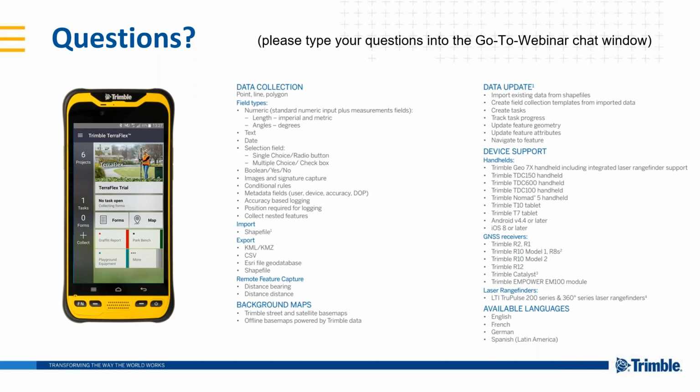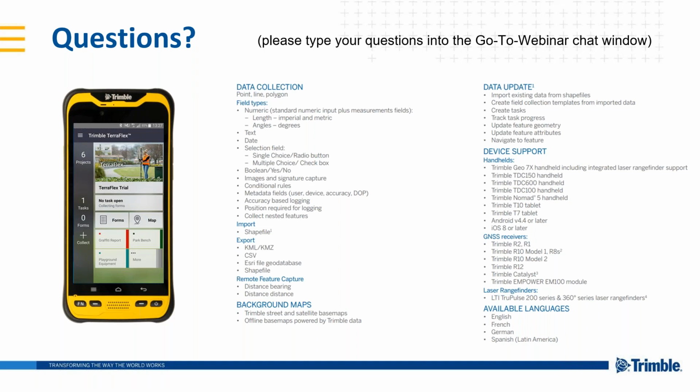There's a couple of other questions. One other question that came through was: does TerraFlex support the use of laser rangefinders to do offsetting? Yes, it does. It was actually a recent feature that we added to TerraFlex. We didn't cover it today in the overview presentation, but we do support the use of laser rangefinders. The 200 series and the 360 series devices are supported on all of our platforms. So you can capture remote features using TerraFlex.